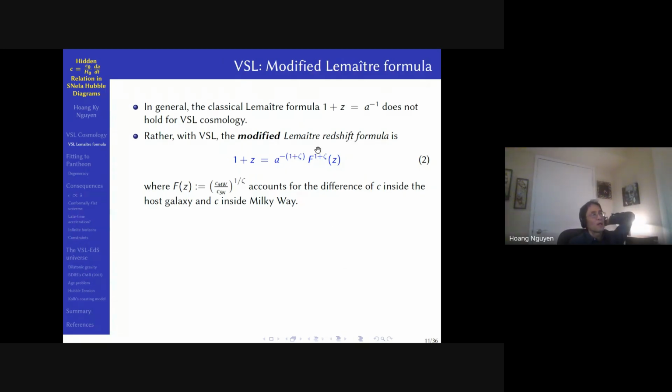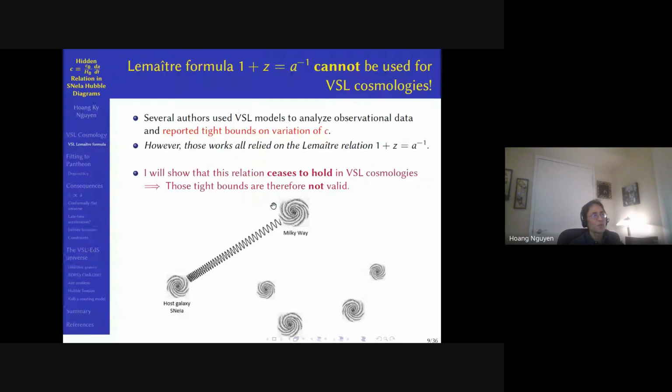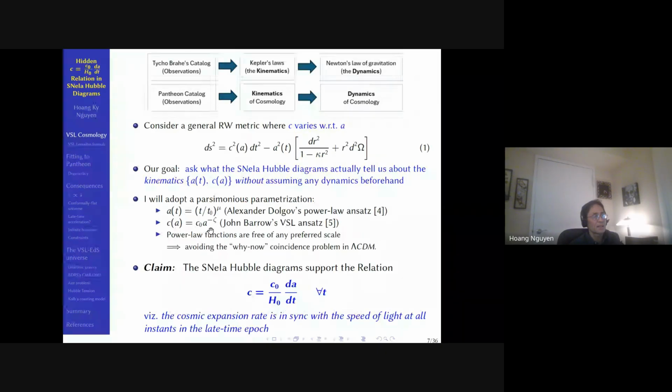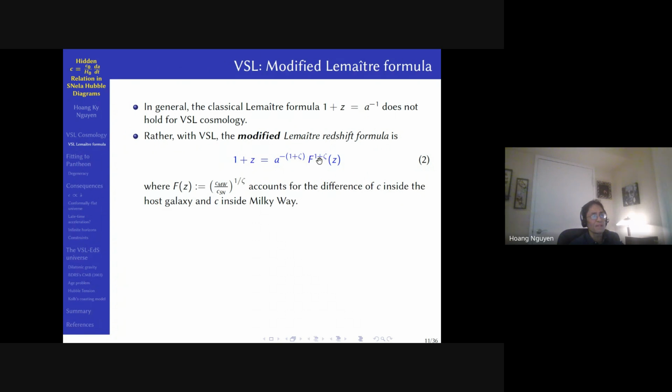All right. So let's summarize. The classical Lemaitre formula doesn't hold anymore for VSL in general. And I will leave the definition aside. Now you see from here, let's suppose you ignore this term, suppose that C Milky Way and C supernova here are the same. In that case, you have a ratio of C1 by C2 right here. And that introduces an A, because we assume A to be of this form, zeta, right? So it adds another term right here. So we have this term. Forget about this F for the moment. So we have a zeta right there.